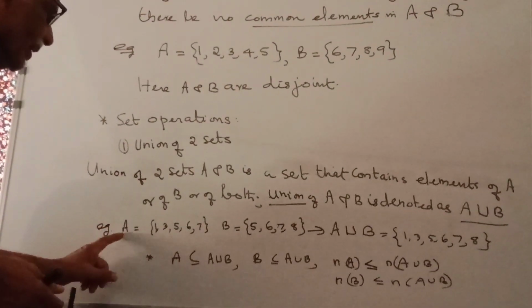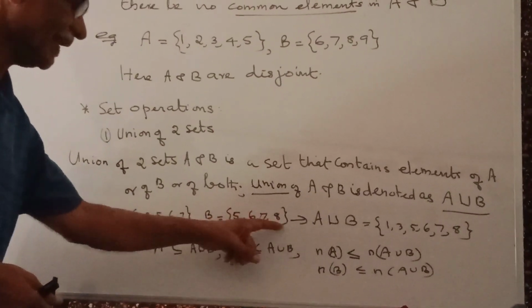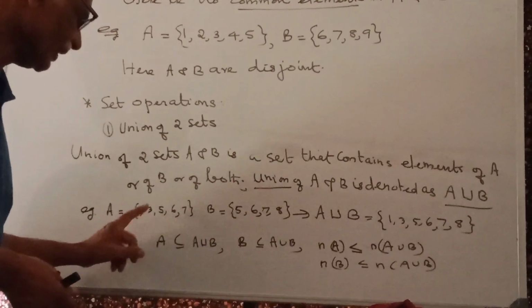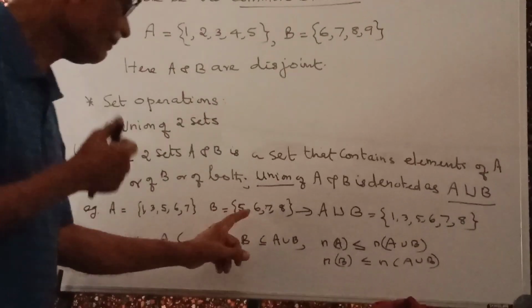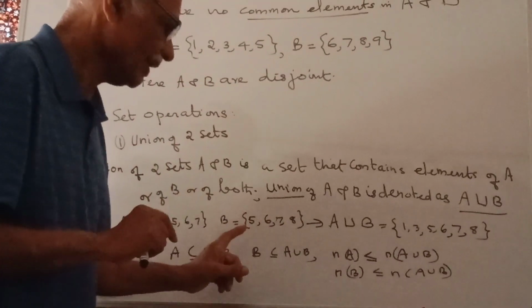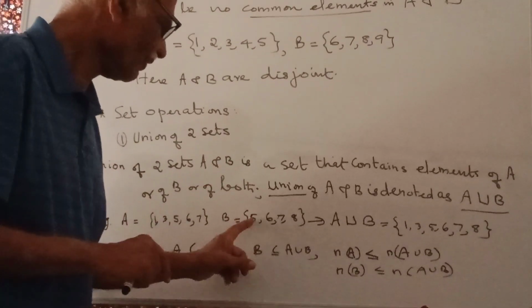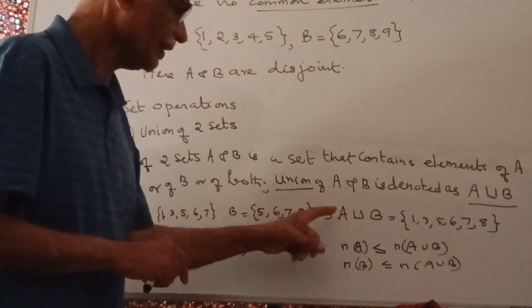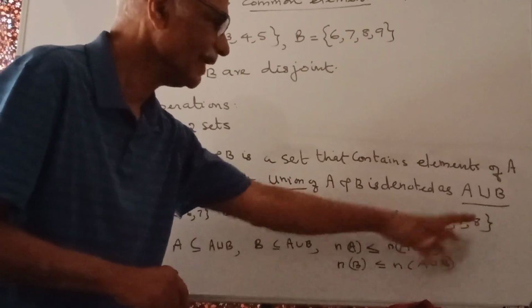Now, for example, A is {1, 3, 5, 6, 7}, B is {5, 6, 7, 8}. Then A union B contains 1, 3, 5, 6, 7. Then we don't repeat. In a set, we represent the element only once. So 5, 6, 7, we don't repeat. 8 comes. So A union B is {1, 3, 5, 6, 7, 8}.